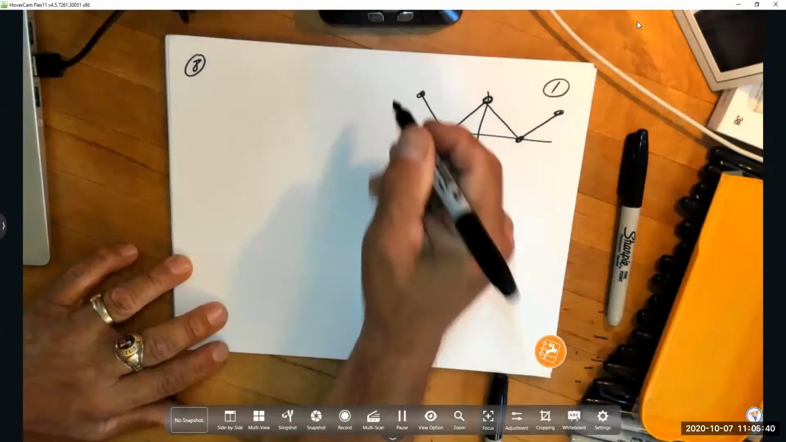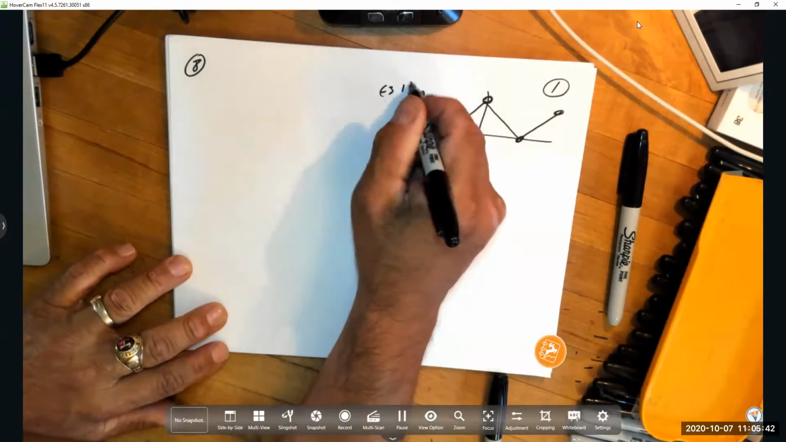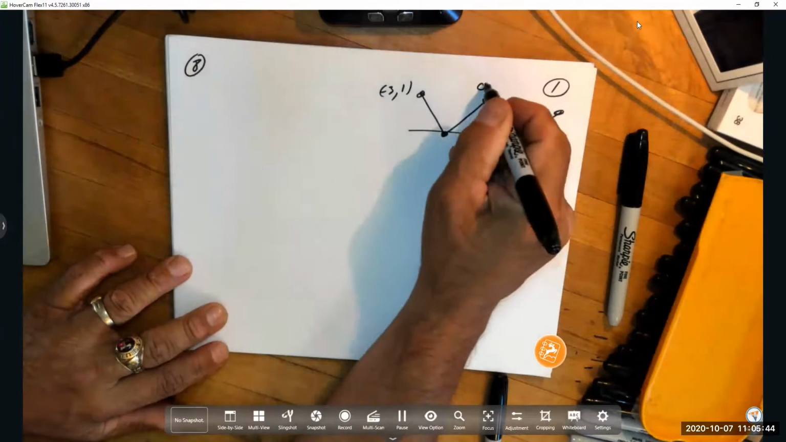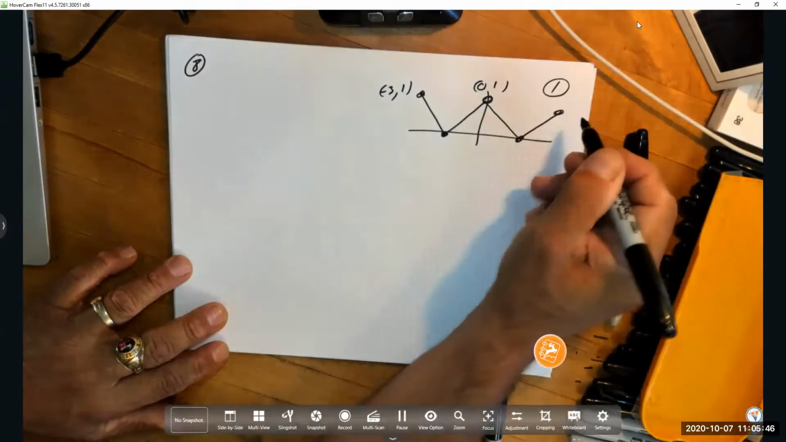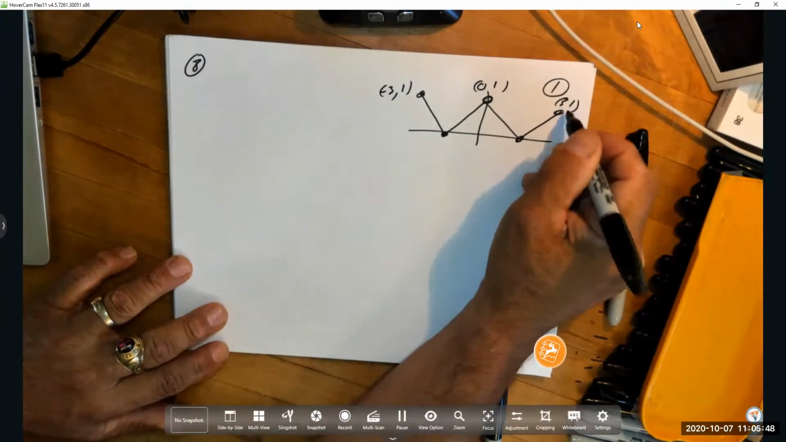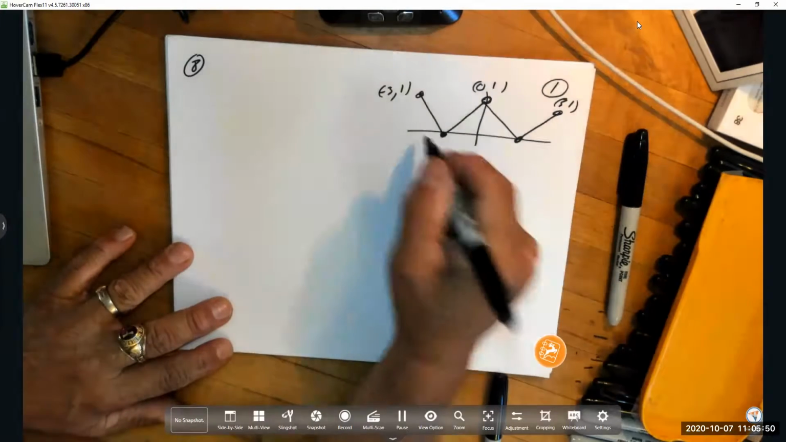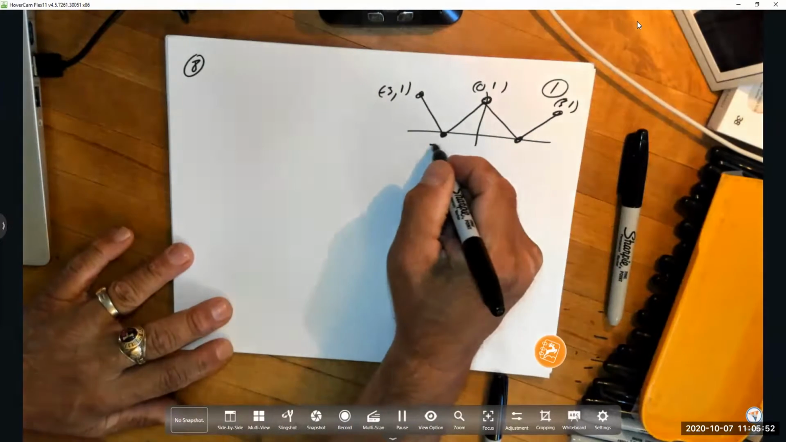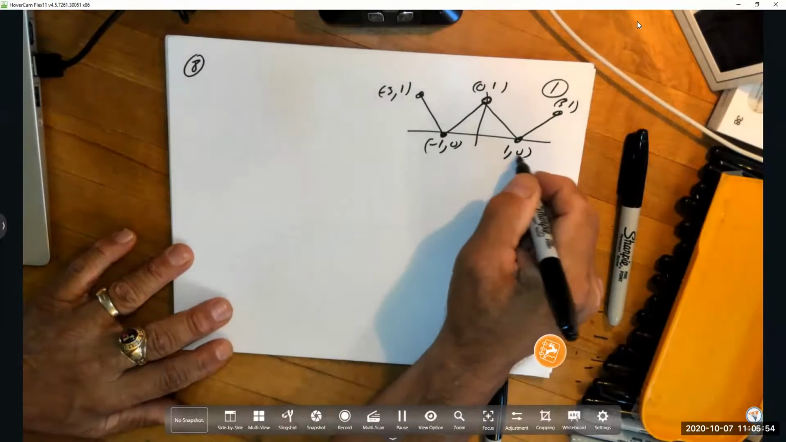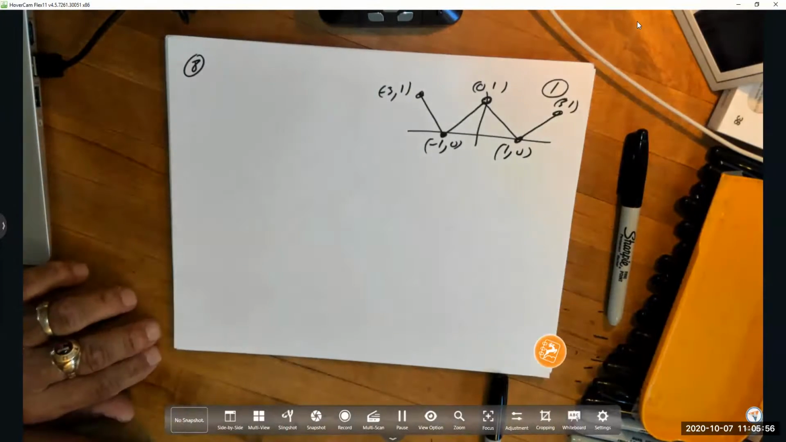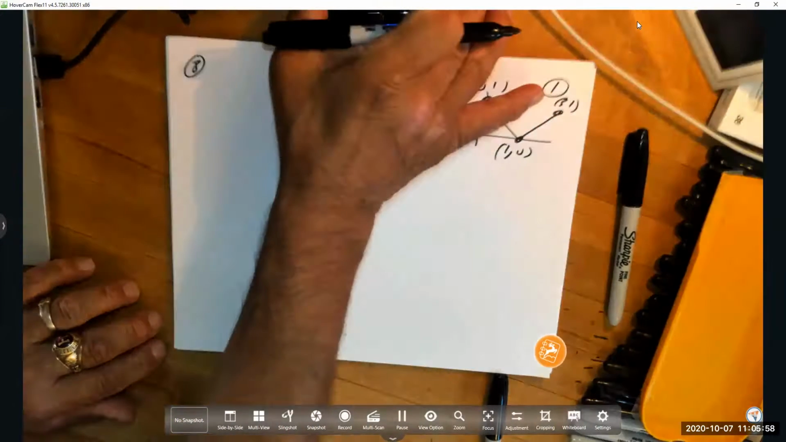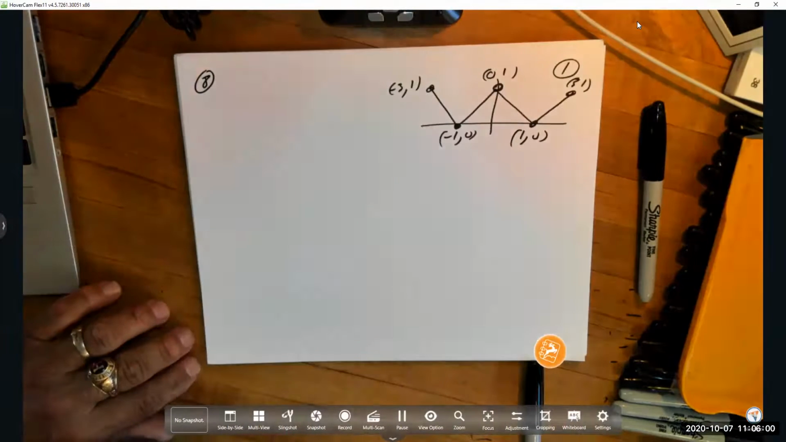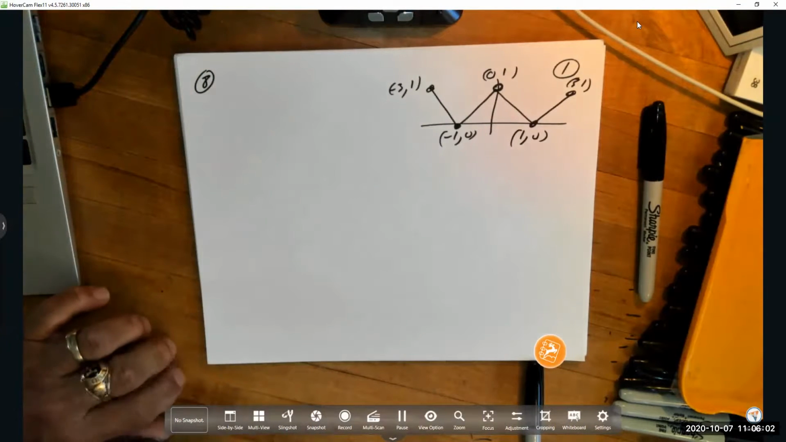And I'm going to put some numbers. Negative 3, 1. This is 0, 1. This is 3 and 1. And this is negative 1, 0, 1, 0. All right, so they're going to give you a graph like that, maybe a W like that, or something like it. They're going to ask you questions: intercept, domain, range, all this other stuff.